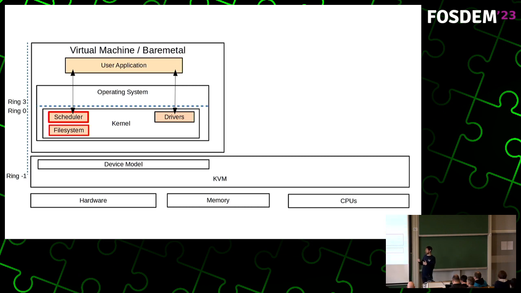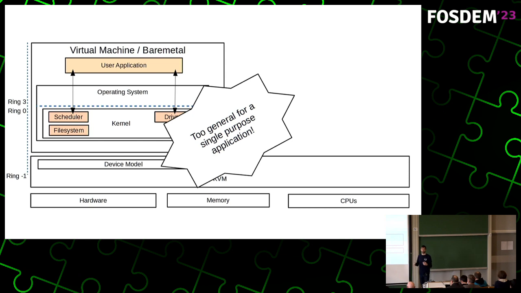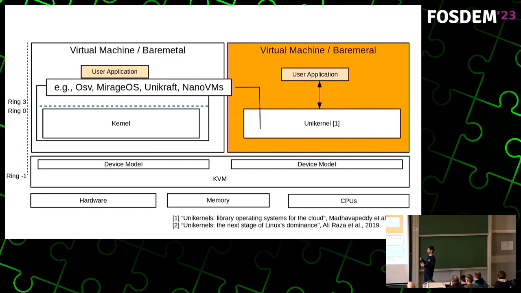Also, we have a component like the file system, and since we have a general purpose operating system, we're going to have several drivers for different file systems and so on. So what some people observed was that there was too much generality in using a general purpose operating system for a single purpose application like an MPI one. So some people came up with a new architecture. They proposed what they call a unikernel.